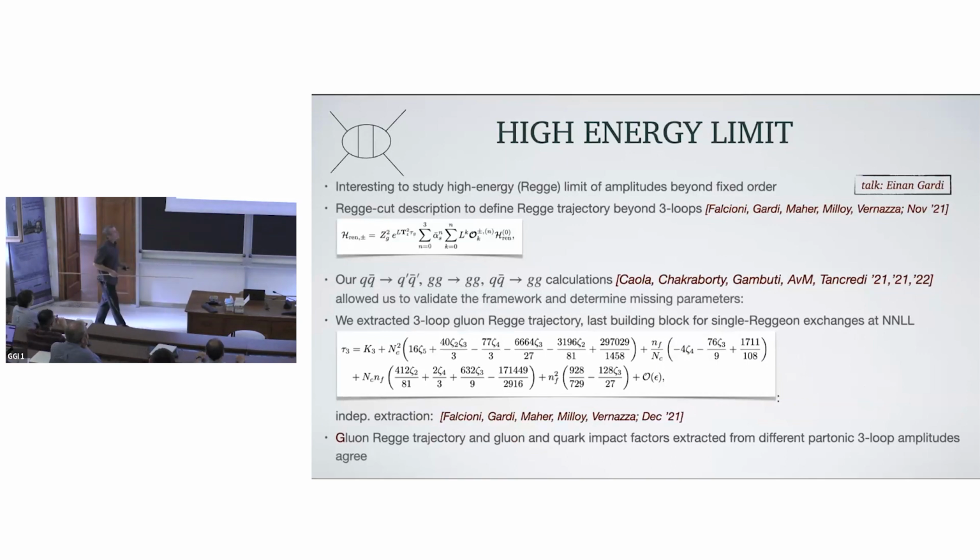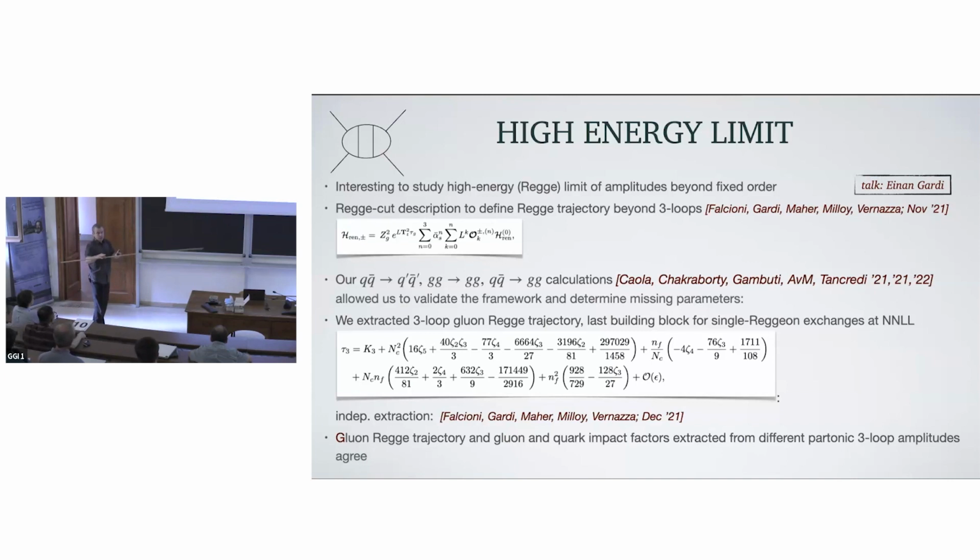And another thing which fits nicely is we've learned in the talk by Enan that they came up with a new way to predict the high energy behavior of general loop amplitudes. And they achieved this by separating the Regge cut from the pole contributions. So following their scheme, we took our full QCD calculation and extracted the 3-loop Regge trajectory, which was at the time the last building block for this single Reggeon exchange at next-to-leading order. And we found this result.